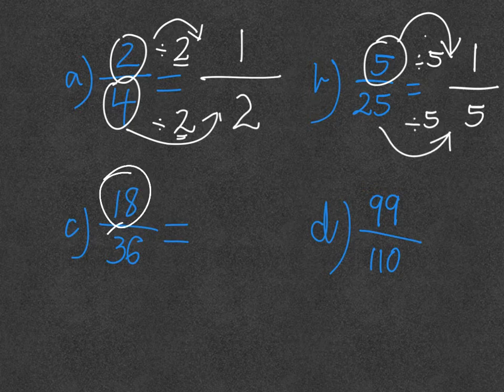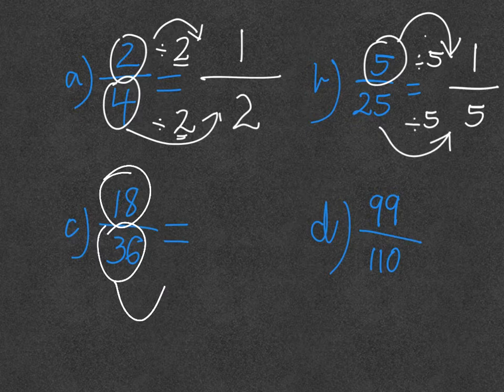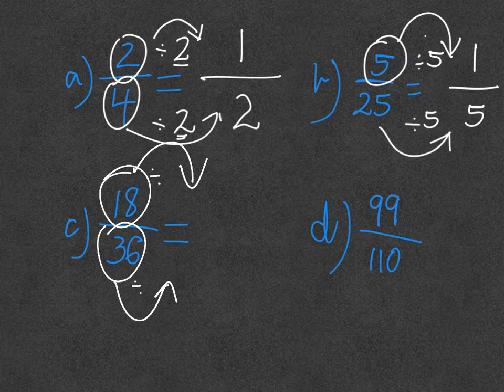18 36ths. Again, we have to do something to the top, to the numerator, and something to the denominator. Now, I can tell you that we could divide them by 2. 2 would work, but also other numbers will work also. So I wonder if we can think about what other numbers. Do you think 4 would work? No. 5? No. What about 6?